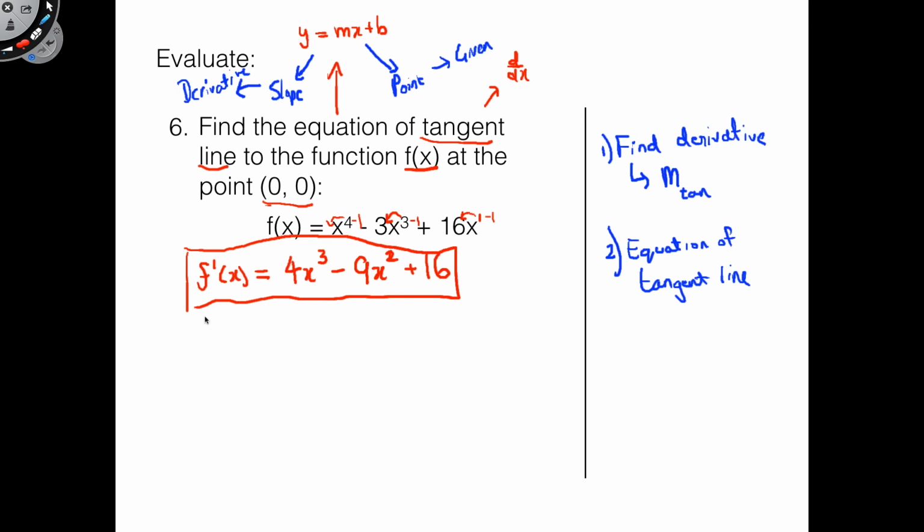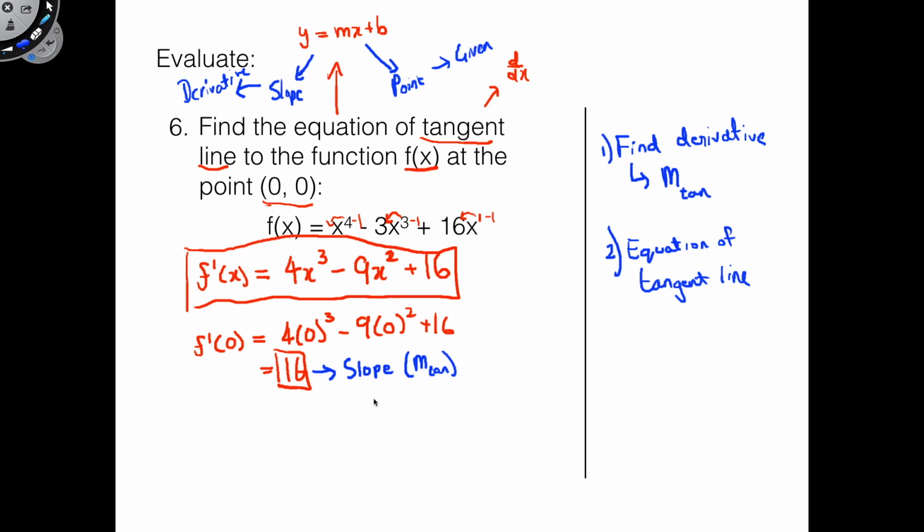What we're going to need to do now is find f prime of 0. F prime of 0 is 4 times 0 cubed minus 9 times 0 squared plus 16, which is simply 16. Okay, so this is our slope, or m. So we have our slope, we have our point.